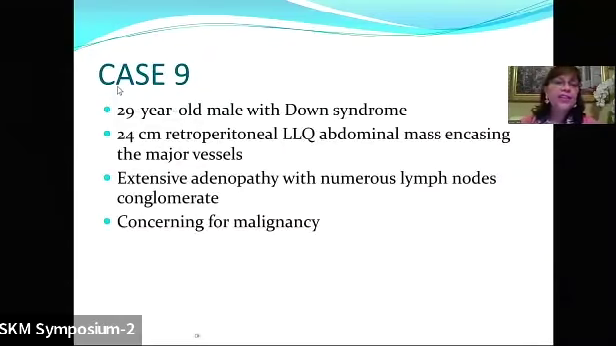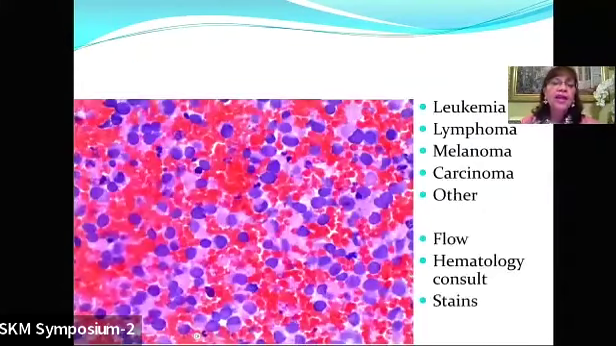Okay, let's continue. Next case, a 29-year-old male with Down syndrome, a 24 cm retroperitoneal lower quadrant mass was present, encasing the major vessels. And the patient also had extensive adenopathy and matted lymph nodes, and they really thought this is something malignant. And this is what the aspirate looked like. You had these scattered tumor cells, as you can see here.